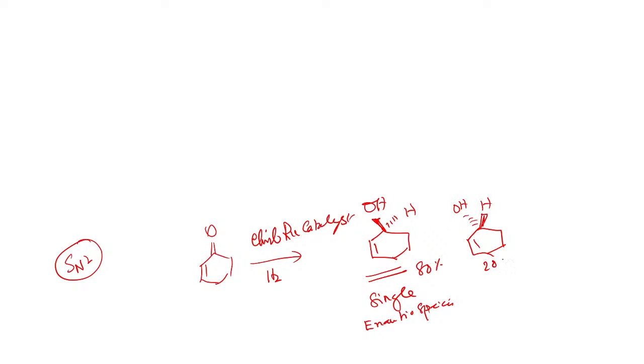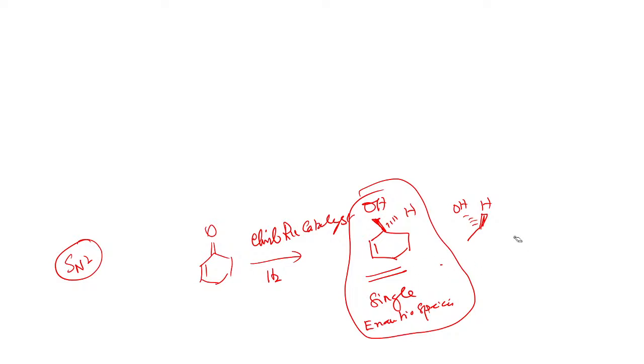For example, you have 20%. This is an enantioselective reaction. You should not be confused: if you get only one compound, this is an enantiospecific reaction. On the other hand, if you get a mixture of both, it is enantioselective.